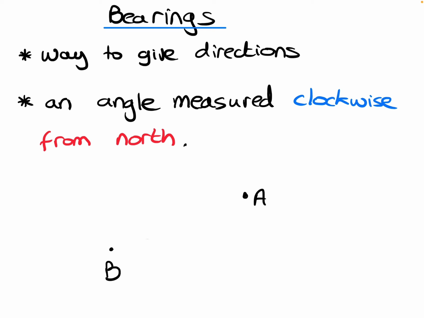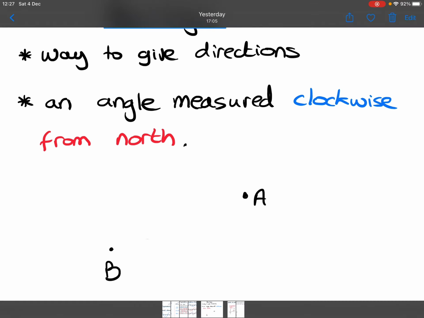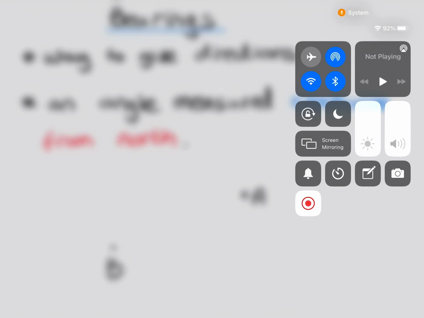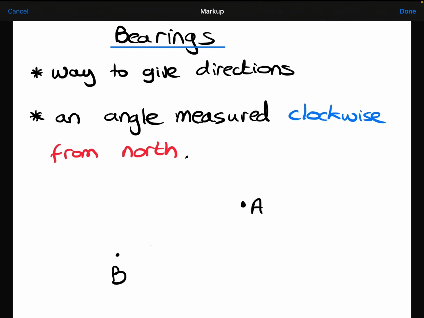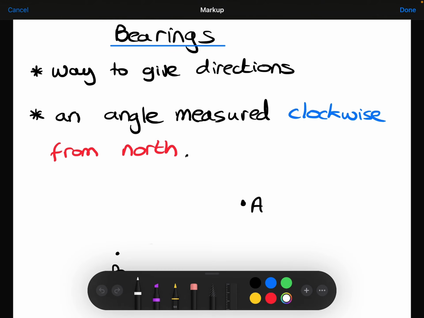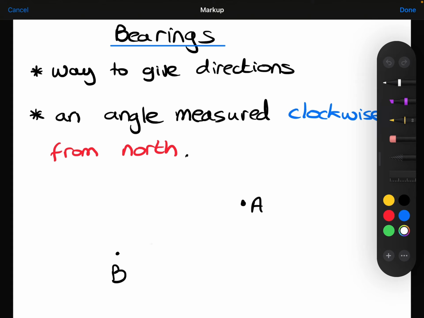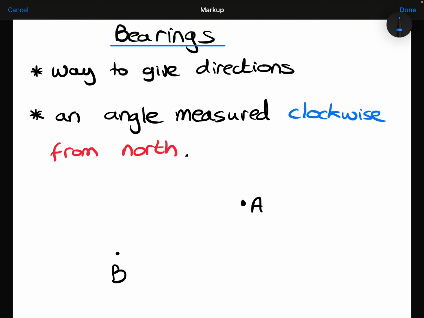Something else that you should know from GCSE is all about bearings. I'll just go over this very quickly because I know some people struggle with bearings. So bearings are a way to give directions. They are an angle measured clockwise from north. So, for example, in this example here, I've got two towns, A and B. If I wanted to give directions to somebody in town A so that they could go to town B, I could do that with a bearing.